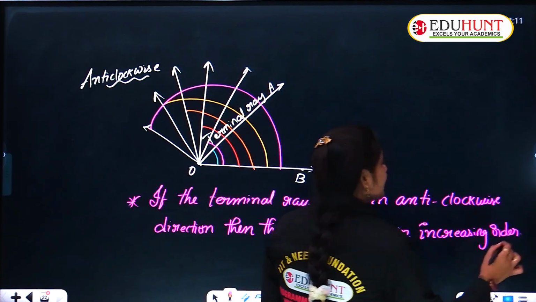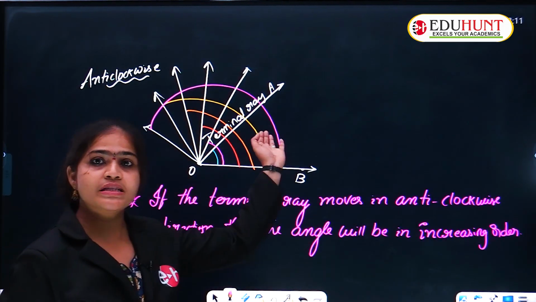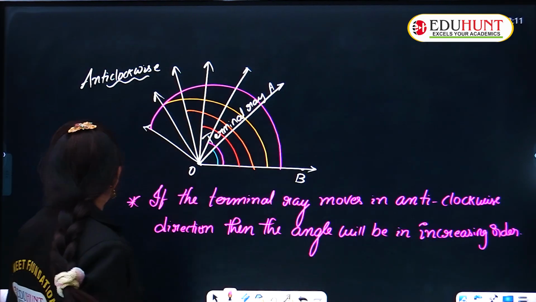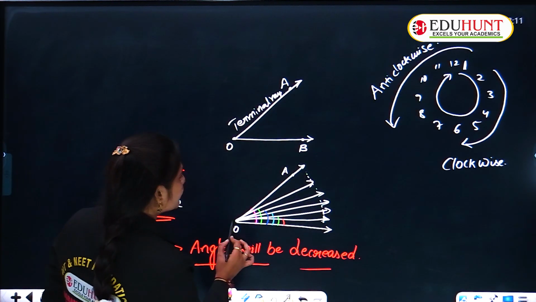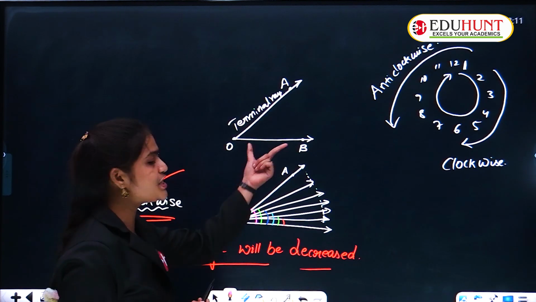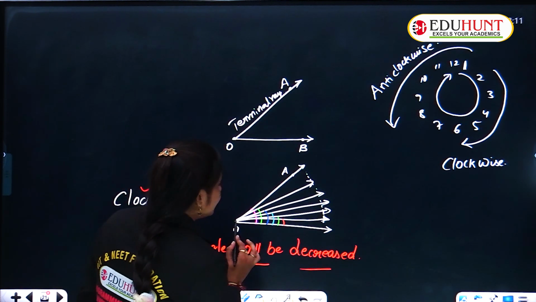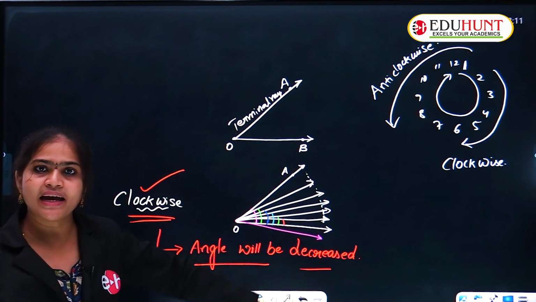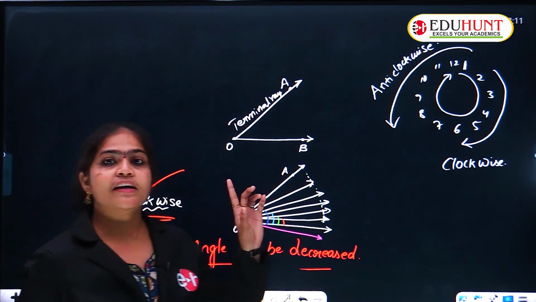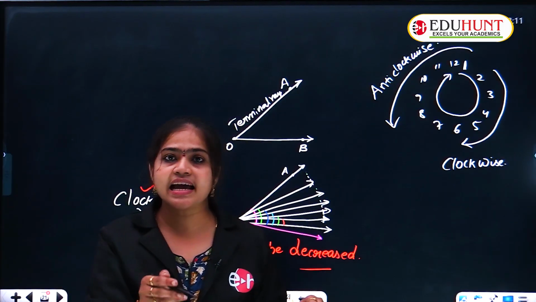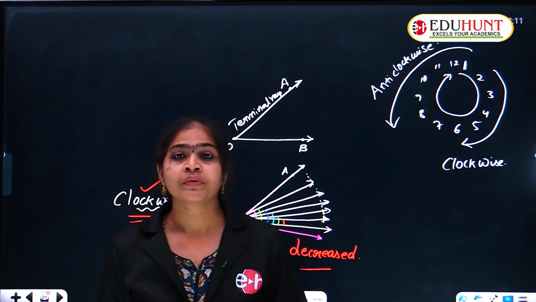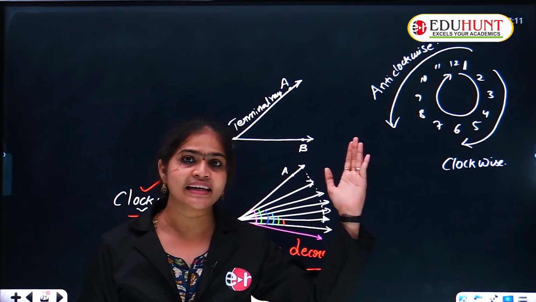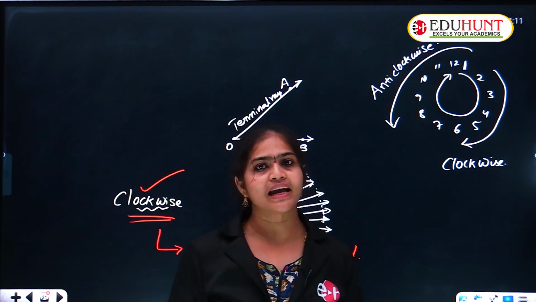Understood? From this case, we can say one more thing. What is that? If it moves in clockwise direction, then we will get a negative angle. How? See here, by turning like this, for example, it crosses the initial point. Here, the initial ray is there. If the terminal ray comes up to here, then you will get negative angles only. Then we can say that if the terminal ray moves in clockwise direction, then we will get a negative angle. If the terminal ray moves in anti-clockwise direction, then the angles will be in increasing order.